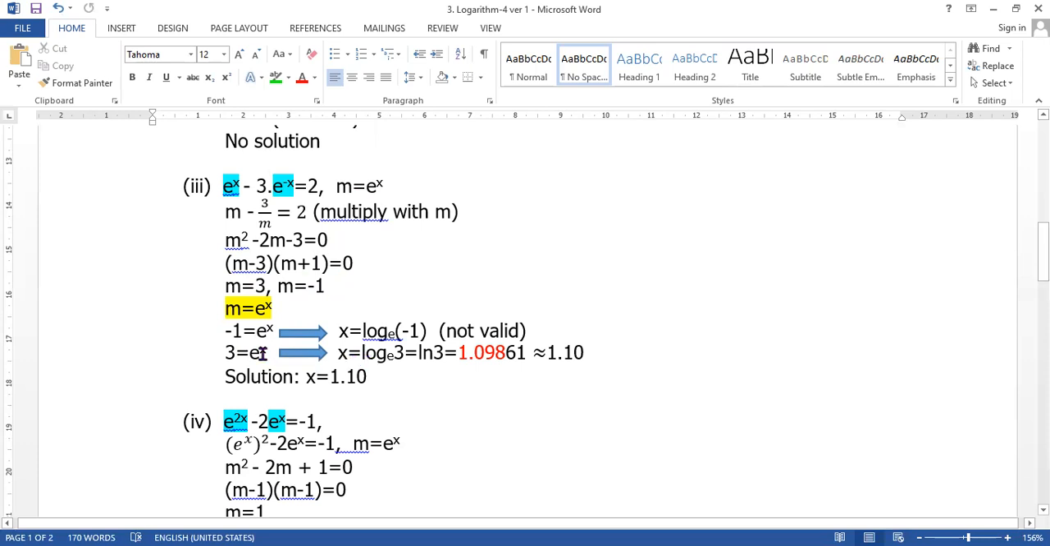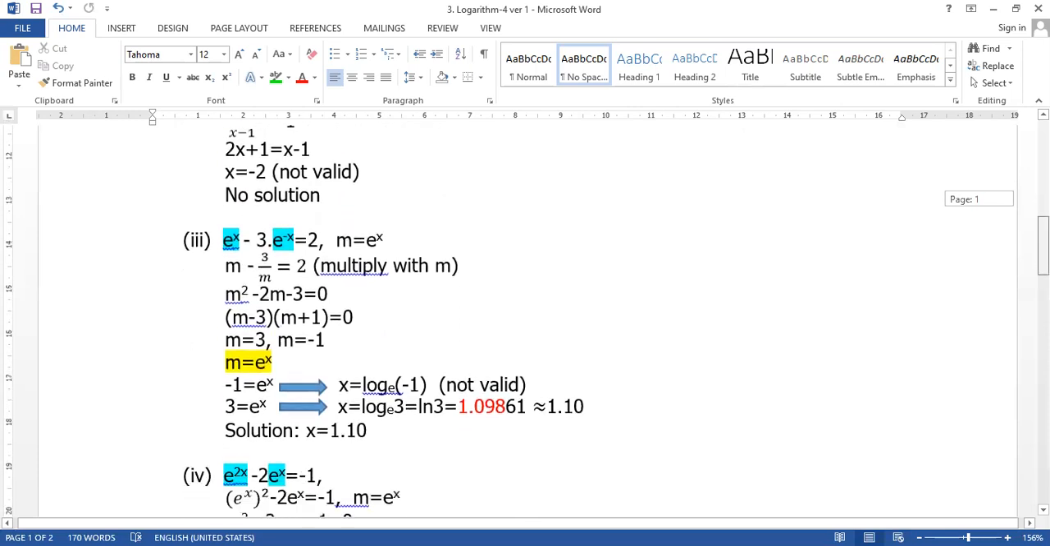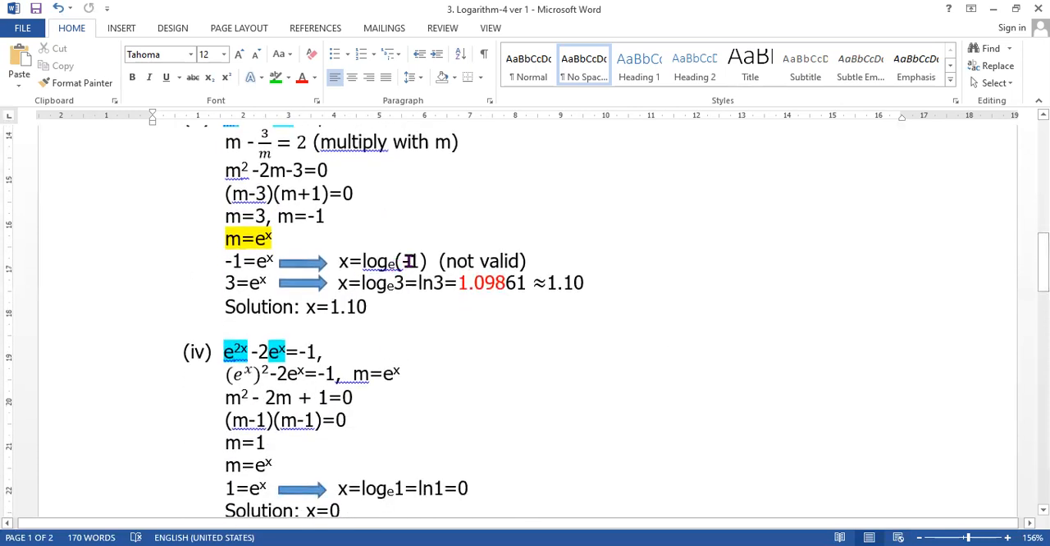Okay, and then we use the relation from exponential to logarithm, and we get like this. Remember, because this is minus 1, it does not satisfy this condition. Yeah, this condition, b must be positive, a must be positive, and cannot equal 1. Because b is negative, x is not valid.